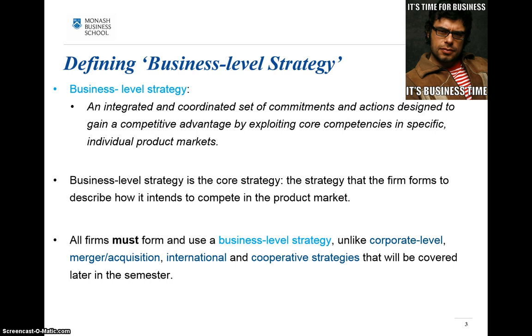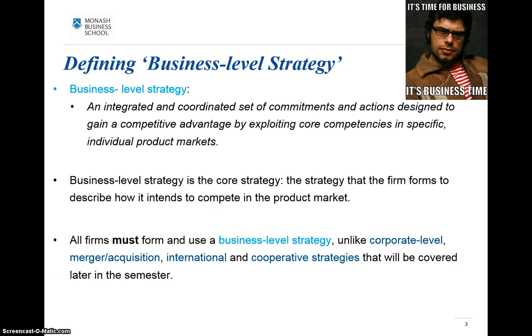According to the textbook, as you can see here, it is an integrated and coordinated set of commitments and actions designed to gain a competitive advantage, which we've talked about the importance of, by exploiting core competencies, again a term that you'll hopefully be comfortable with by now, in specific individual product markets. On a very basic level, it is the core strategy. Every single firm, whether they mean to or not, will have a business level strategy.